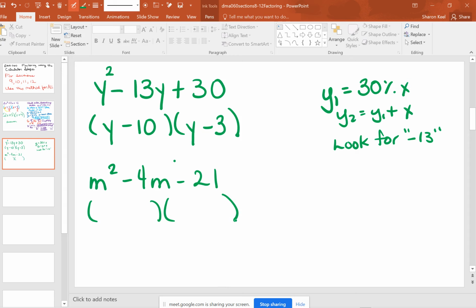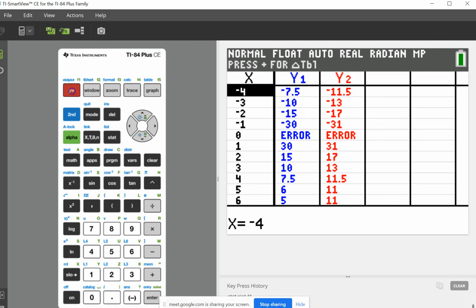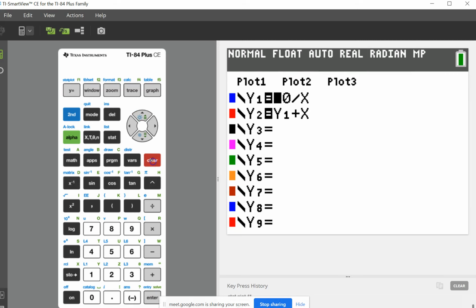It's in the right order. There's no GCF. On y1, 1 times negative 21 gives me negative 21 divided by x. y2 stays the same, and here we're going to look for 4. So let's come here. Y equals, only clear the first row.